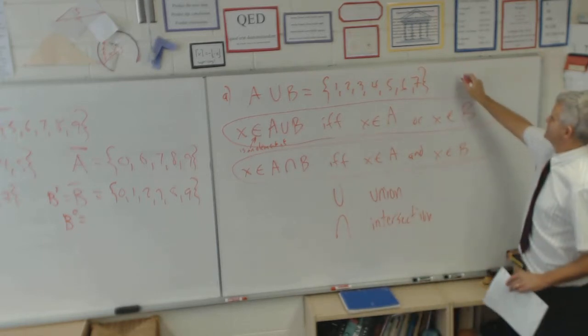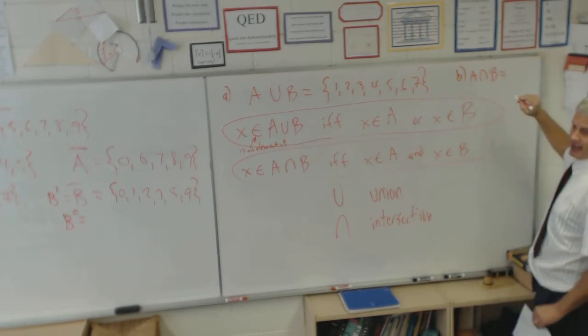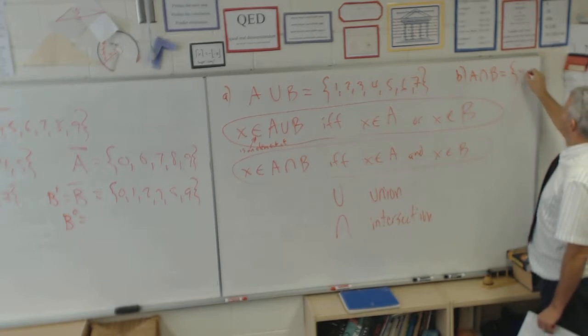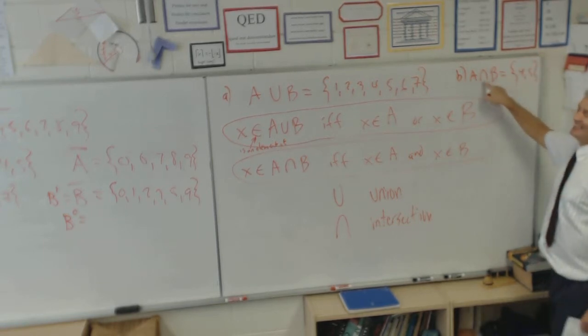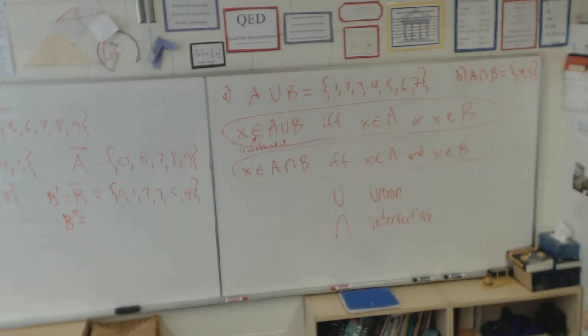Part B, as I hoped, A intersection B. Josephine, can you get that? Yeah, there would be 4 and 5. Excellent. We need the intersection. We need what's in both of them. We need 4 and 5.